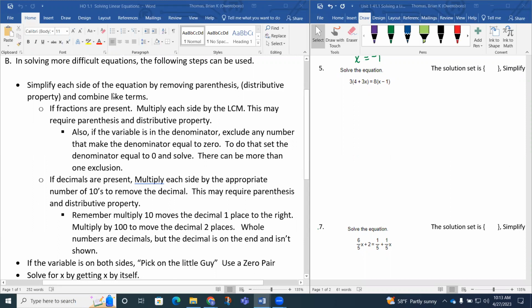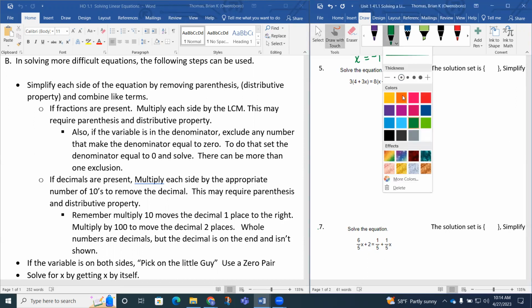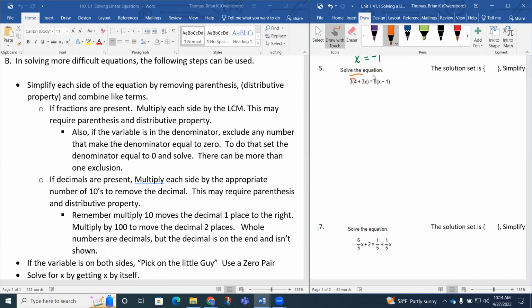So if I want to simplify each side of the equation by removing parentheses, if you look at this problem, notice how there are parentheses here. So I do want to simplify this by removing parentheses. So remember, this is distributive property. Distributive property, the outside number gets multiplied through the addition. So I have to multiply this 3 times 4, which is going to be 12, and then 3 times 3x is going to be 9x. So that's going to remove the parentheses over there.